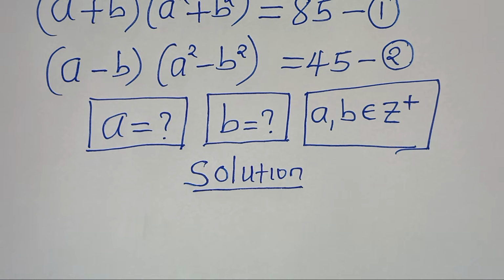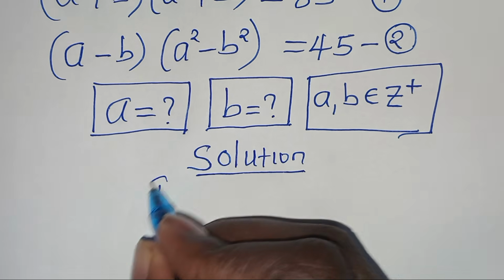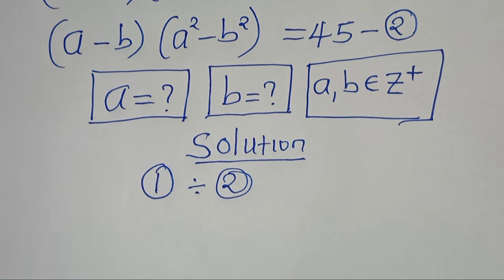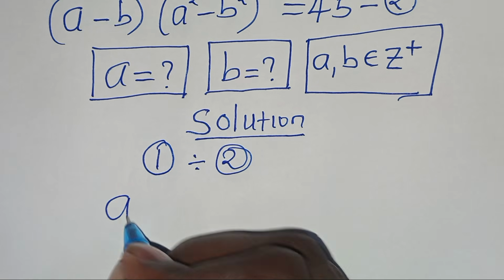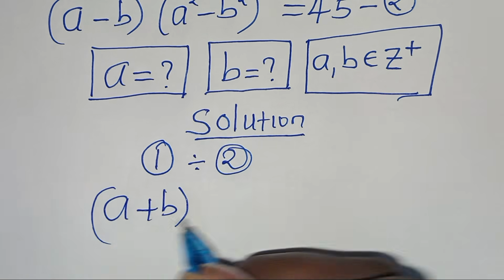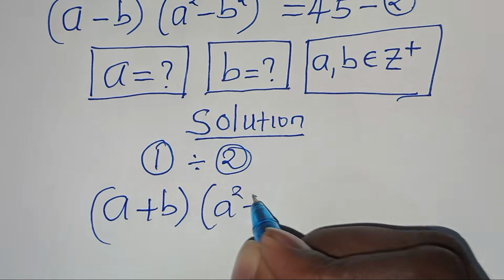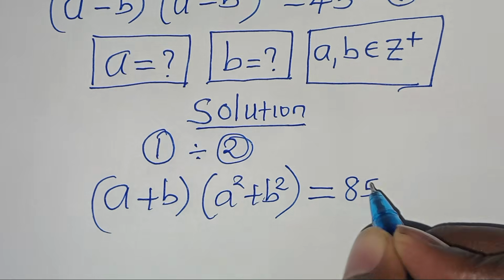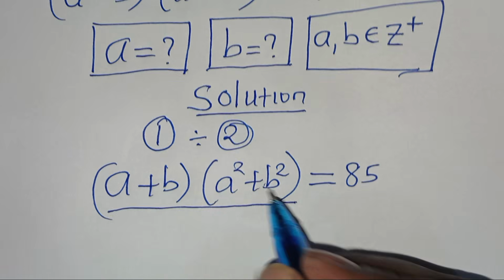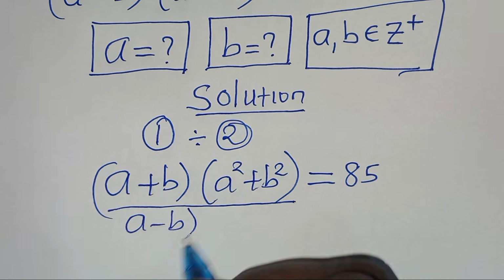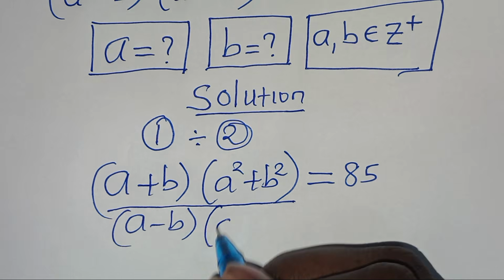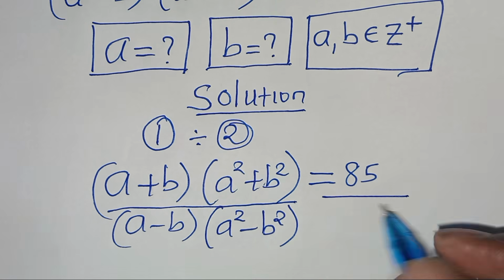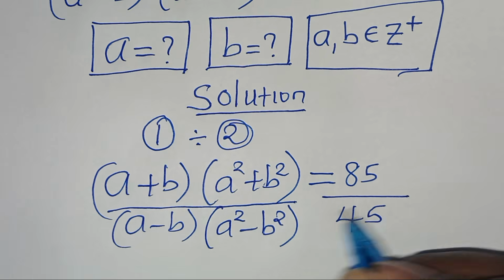The first step to do here, let's divide equation 1 by equation 2. So this means we have (a plus b)(a squared plus b squared), which is equal to 85, divided by (a subtract b)(a to the power of 2 minus b to the power of 2), which is equal to 45.